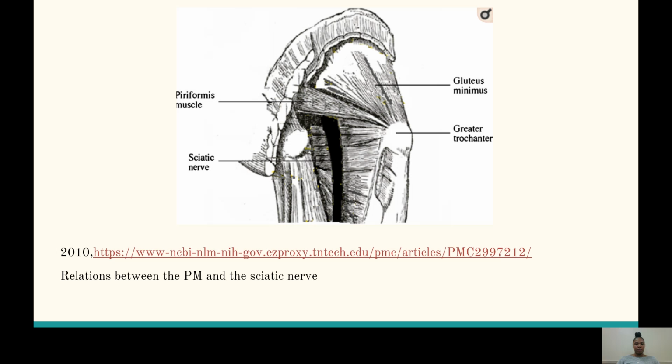As you can see, I don't know if my mouse will be covering that image or not. The contractions of the piriformis muscle on a certain area of the sciatic nerve is what contributes to the piriformis syndrome. So it could be contractions or compression of the nerve that will cause that hip pain, lower gluteal and back pain.